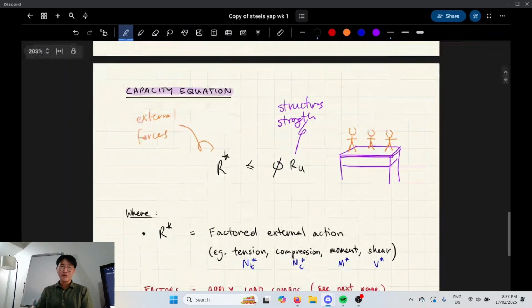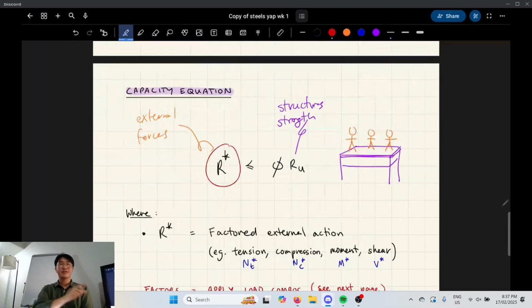Anyway, point is, things can vary, and so we have to account for the worst case scenario. So this little star next to your R, where R is a generic action, could be tension, compression, shear, bending moment, everything. The star just indicates that you've factored it. Factoring means that you exaggerate your external load by some amount, let's say by 30%. And so the tradies, instead of pretending they're 100 kilos, would pretend that they're 130 kilos.